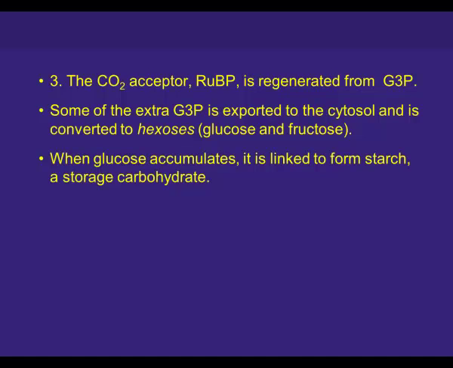However, some of the extra glyceraldehyde 3-phosphate is exported to the cytosol and is converted to hexoses, glucose and fructose, for example. And eventually, when a plant accumulates enough glucose, it's linked to form starch, a storage carbohydrate. And as I mentioned before, this process of creating sugars from the energy that's initially in sunlight is responsible for most of life on Earth. So ultimately, with very few exceptions, the energy in almost all ecosystems can be traced back to some photosynthetic process at its base. This concludes part 3 of online lecture 4.